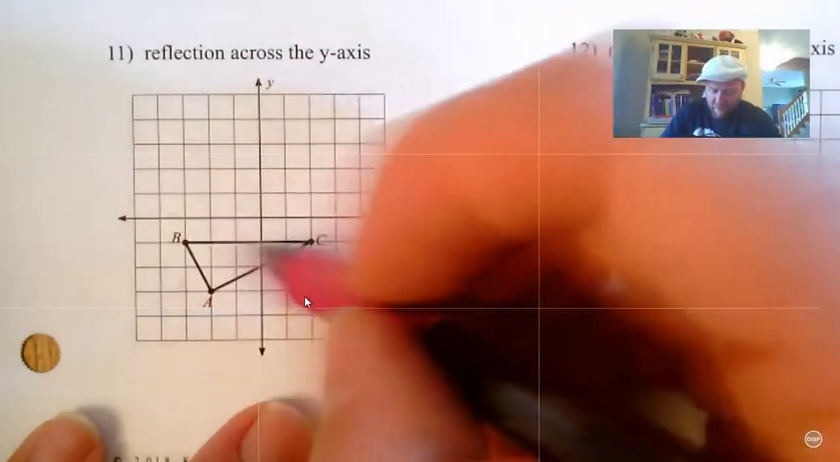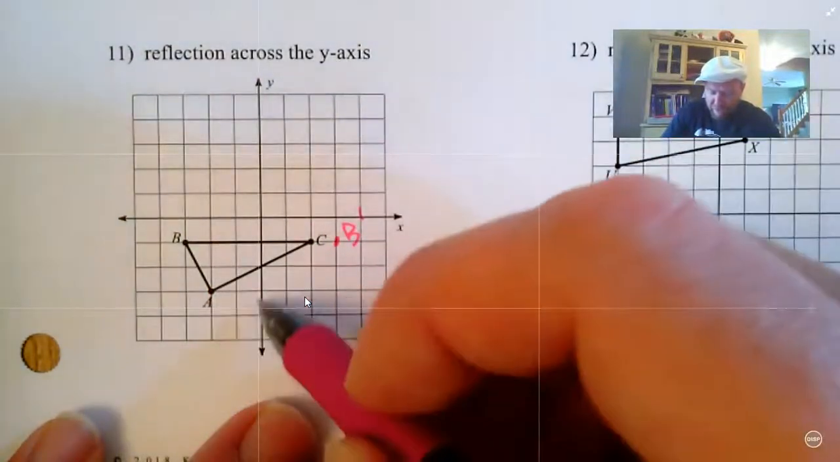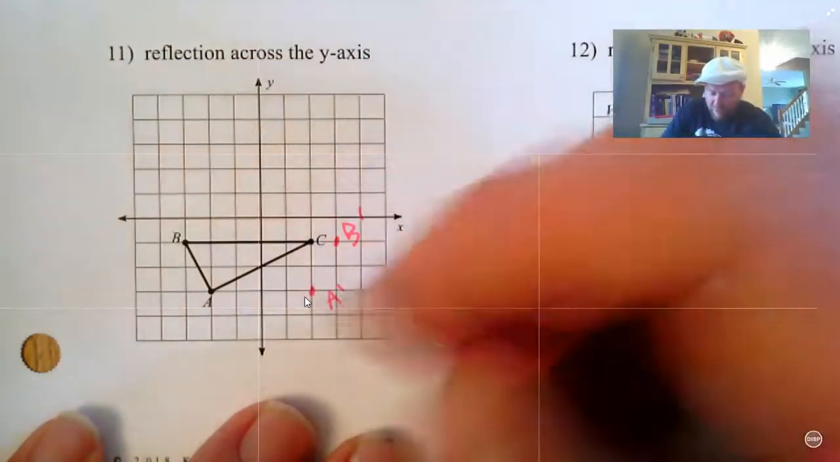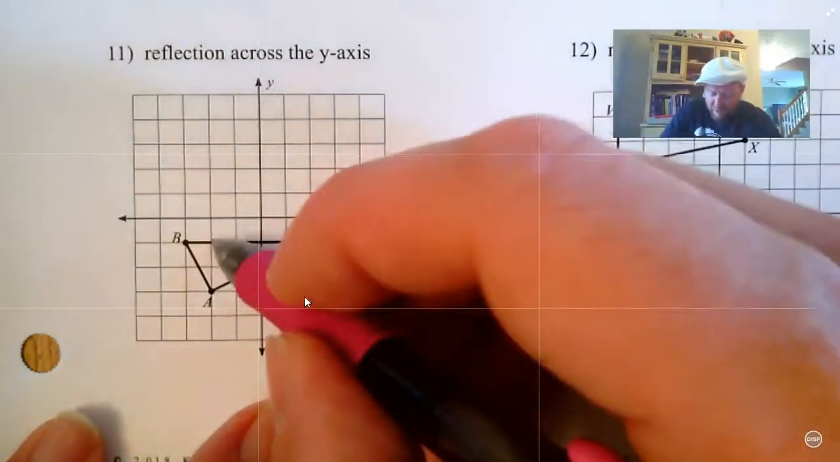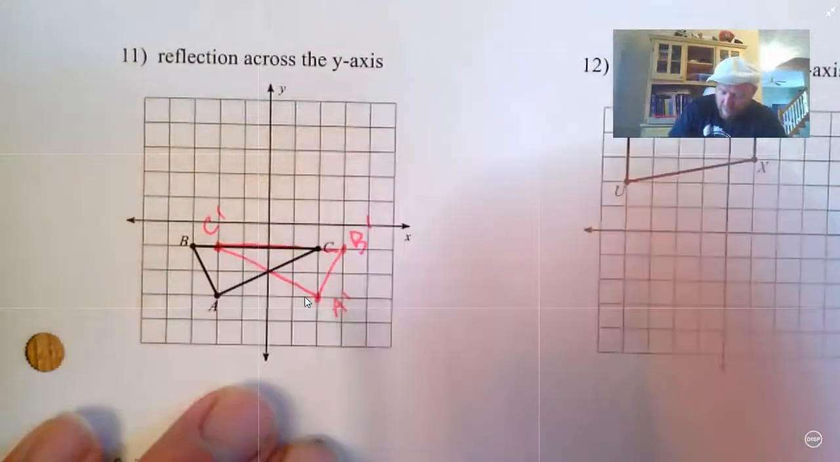So let's see, B, 3 spaces away, so its reflected image will be 3 spaces in the other direction. A is 2 spaces away, so 2 spaces in the other direction for it. And C is 2 spaces, so 2 spaces in the other direction for it. And then we'll just connect the dots. And there we go.